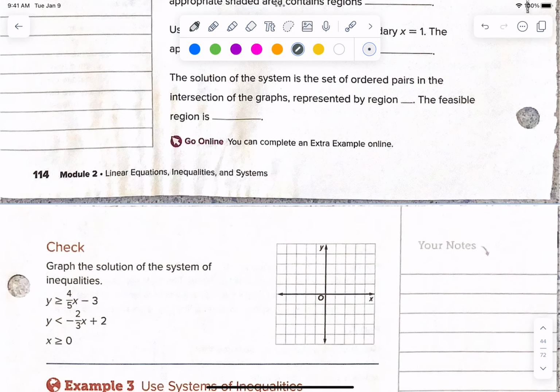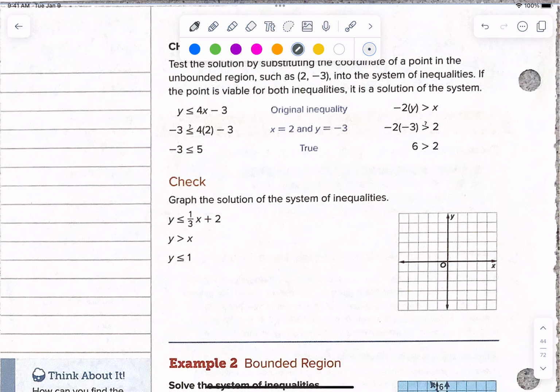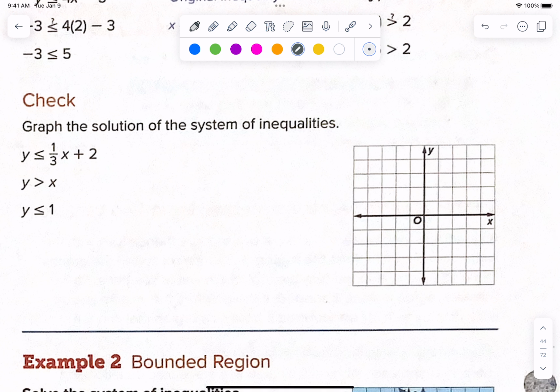Let's do the check. Can we do the check real quick? This one's not too bad. Yes, sir. How did you hear me? I heard you. I could hear you. I said that so quietly. I heard you.